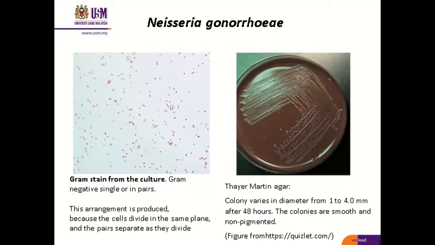On Gram staining from the culture, we see gram-negative cocci singly or in pairs. This arrangement is produced because the cells divide in the same plane and the pairs separate as they divide. On Thayer-Martin agar, the colonies vary in size from 1 to 4 millimeters after 48 hours. The colonies are smooth and non-pigmented. Again, it is cultured on chocolate agar or Thayer-Martin agar because the organism is fastidious.